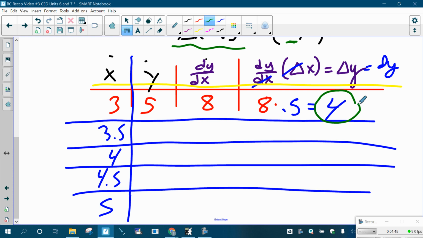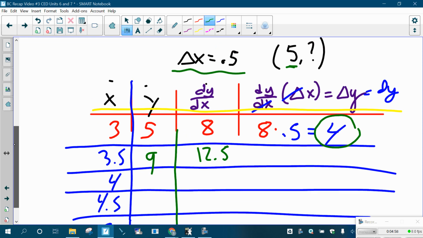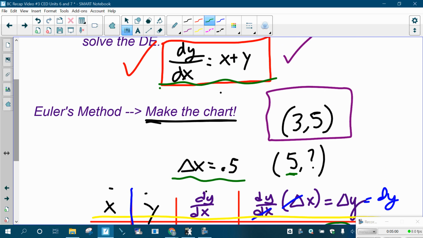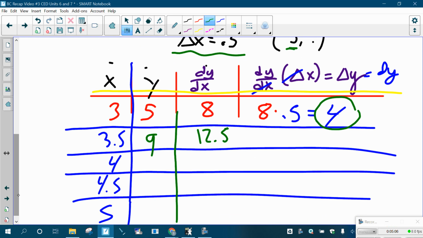So what's my new y? Well, it's 5 plus my dy, so it's now 9. What's dy dx? Well, it's 12.5. It's x plus y. Again, I want to emphasize this. The reason we're doing x plus y is because that's what the differential equation says. dy dx equals x plus y. If it said 3x plus 12y, then we'd do 3 times x plus 12 times y. It depends on what the differential equation says.